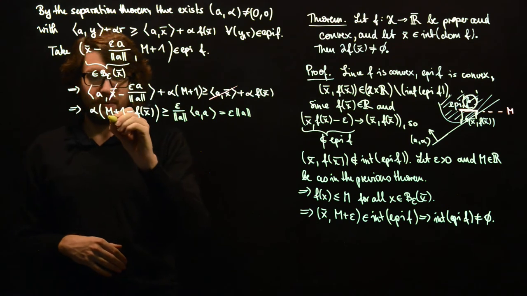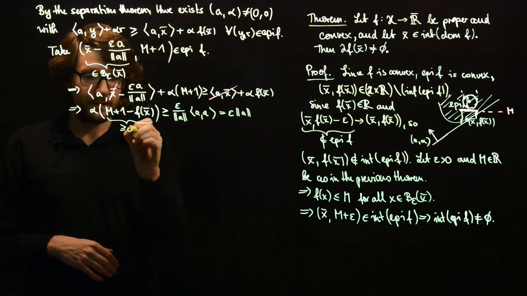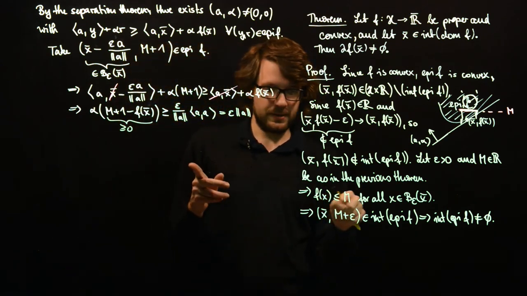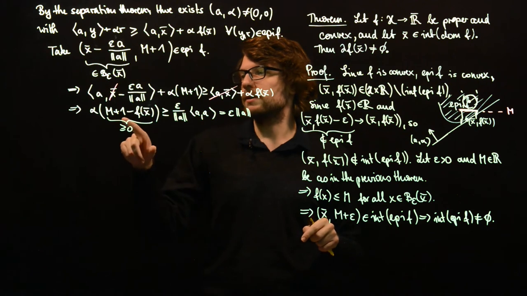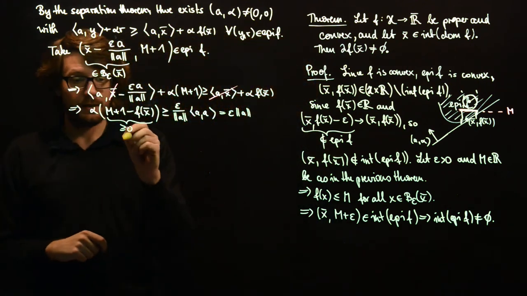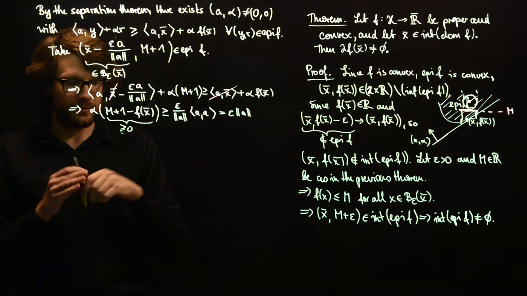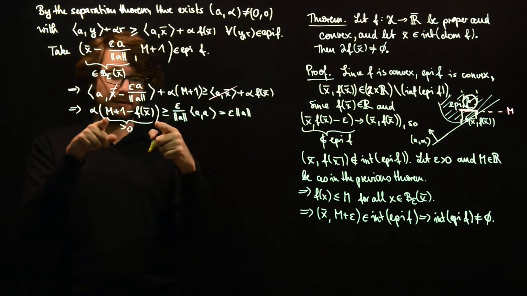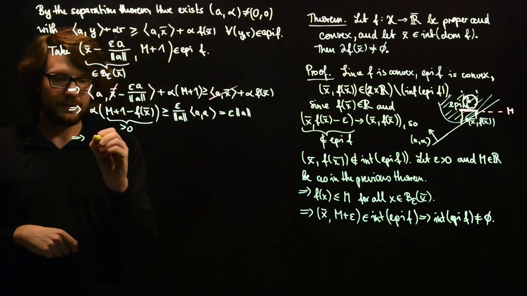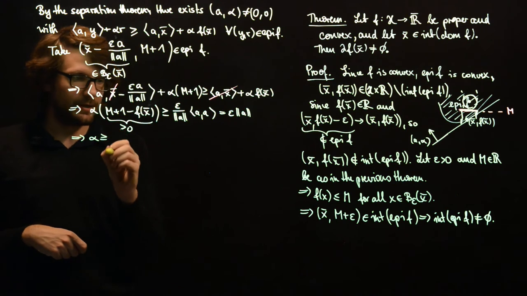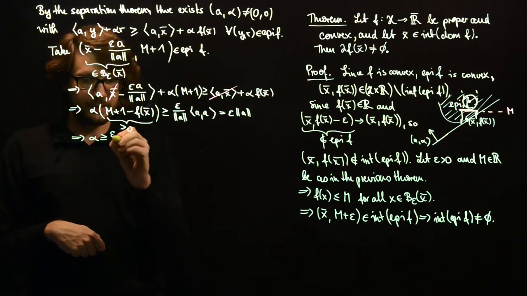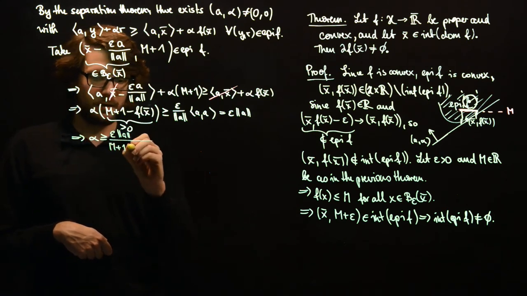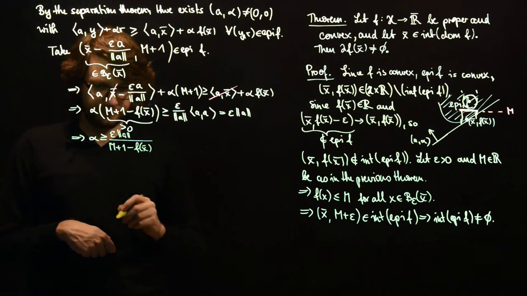All right, so this is greater or equal than 0 because f of x bar is less or equal than m, and it's certainly less or equal than m plus 1. So it's actually strictly greater than 0. Okay, that's important. So we can divide by this and get that alpha is greater or equal than epsilon norm of a divided by m plus 1 minus f of x bar.